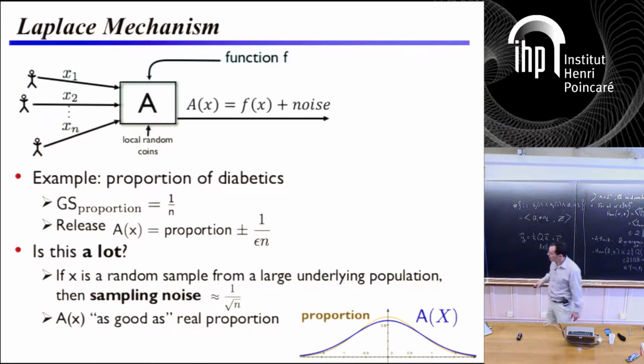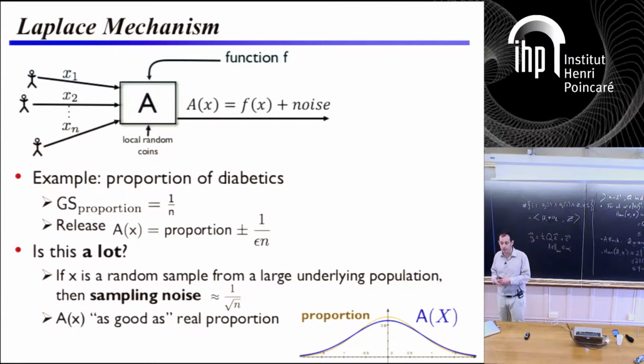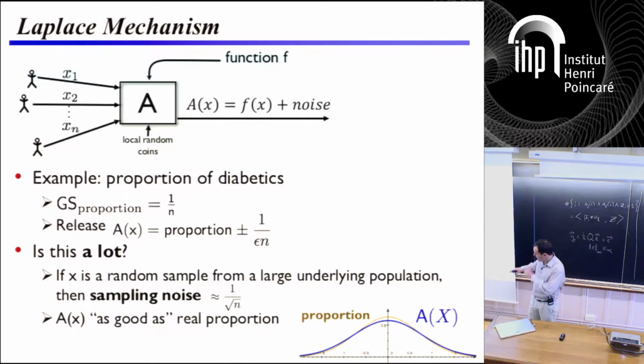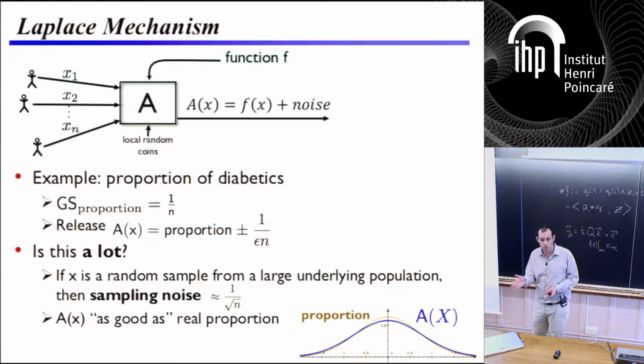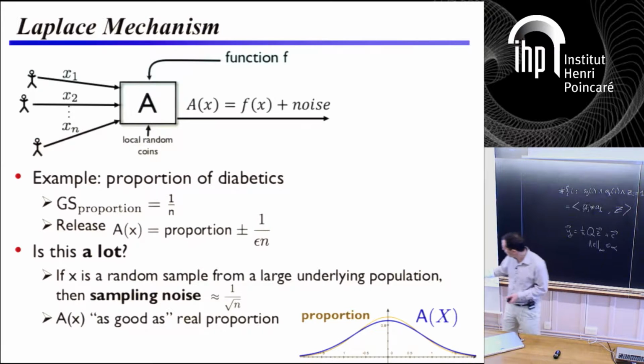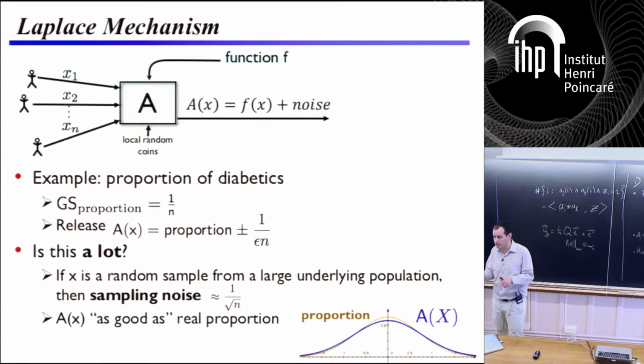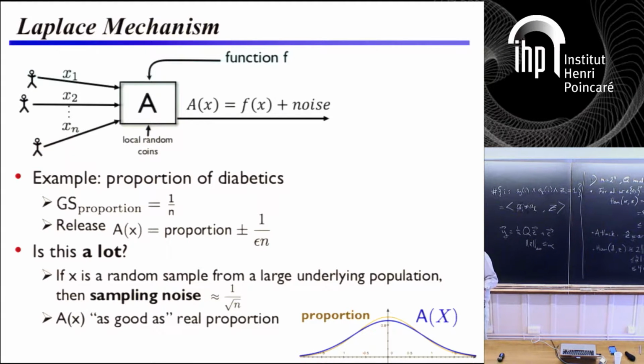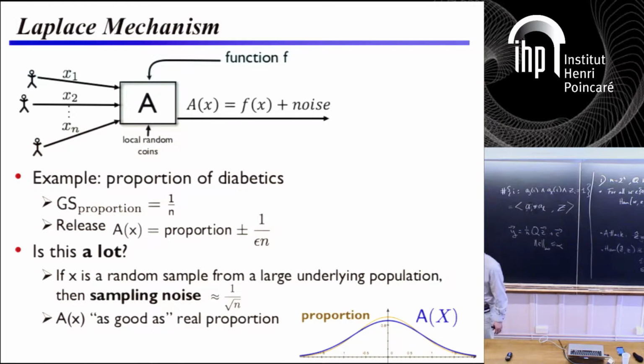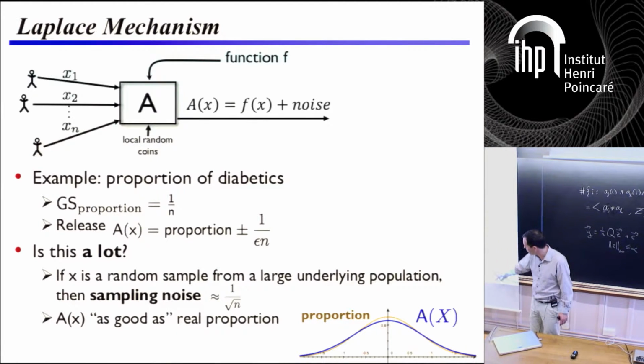Well, one way to think about it is to compare what we'd get if the data set were indeed a random sample from some underlying population. We're interested in understanding the underlying quantity. So if x is a random sample from some underlying population, then just due to sampling, we expect this proportion to vary by roughly 1 over square root of n between different random samples from the same population. And so the amount of noise we're adding is small relative to this inherent variation. If I were to plot the sampling distributions of the two quantities, namely the true proportion in brown and the quantity we're releasing in blue, those curves would be very close.